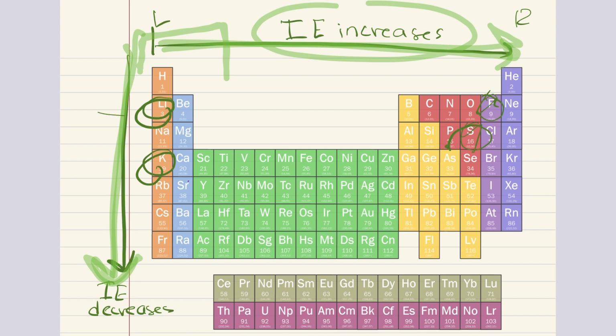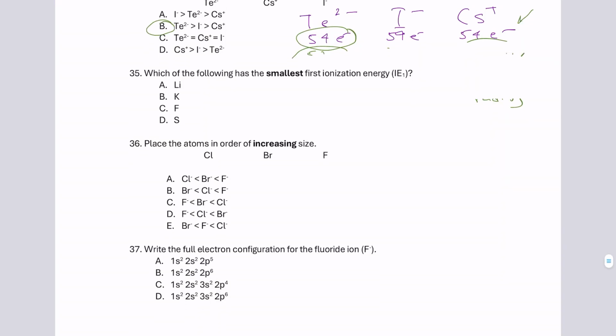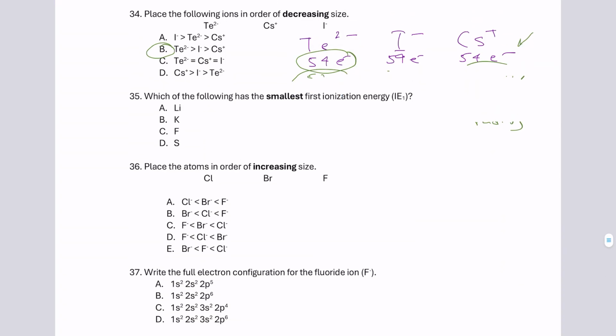Now we're left with lithium and potassium. What is the trend regarding ionization energy going down a group? Well, it decreases. So that means among the given options, potassium has the smallest first ionization energy, and that is answer choice B. So 35 is B.